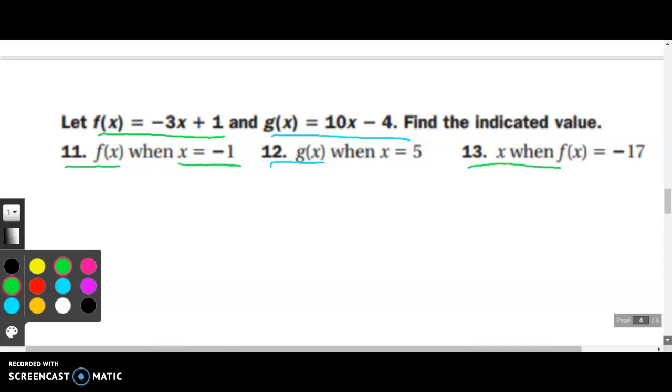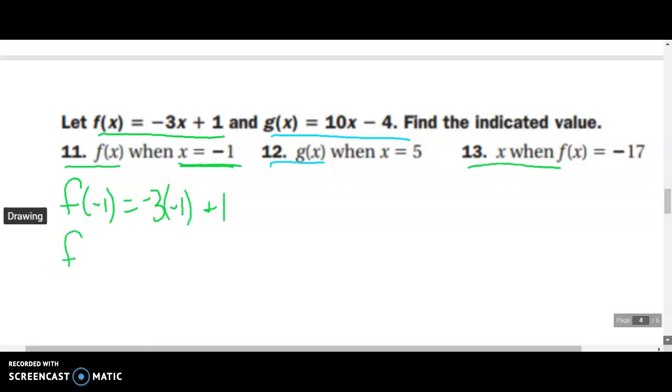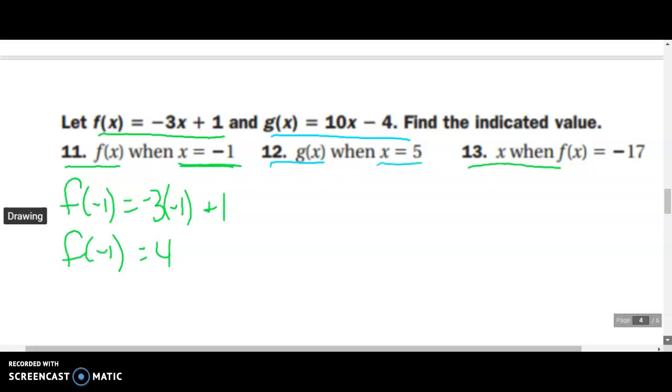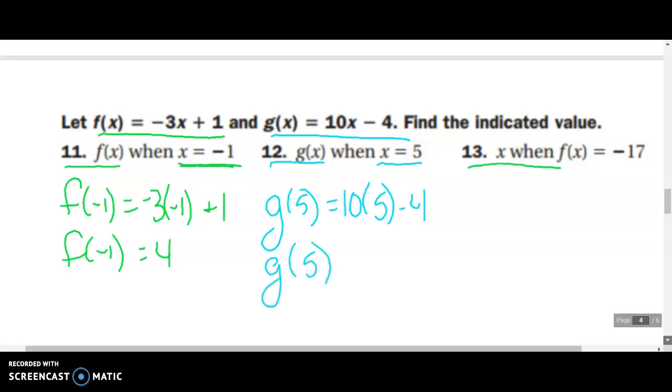So number 11, we are replacing the x, not the f of x. So we write this as f of negative 1 equals negative 3 times negative 1 plus 1. F of negative 1 equals 4. Okay? Number 12, we are replacing the x. So we have g of 5 equals 10 times 5 minus 4. And then we have g of 5 equals 46.